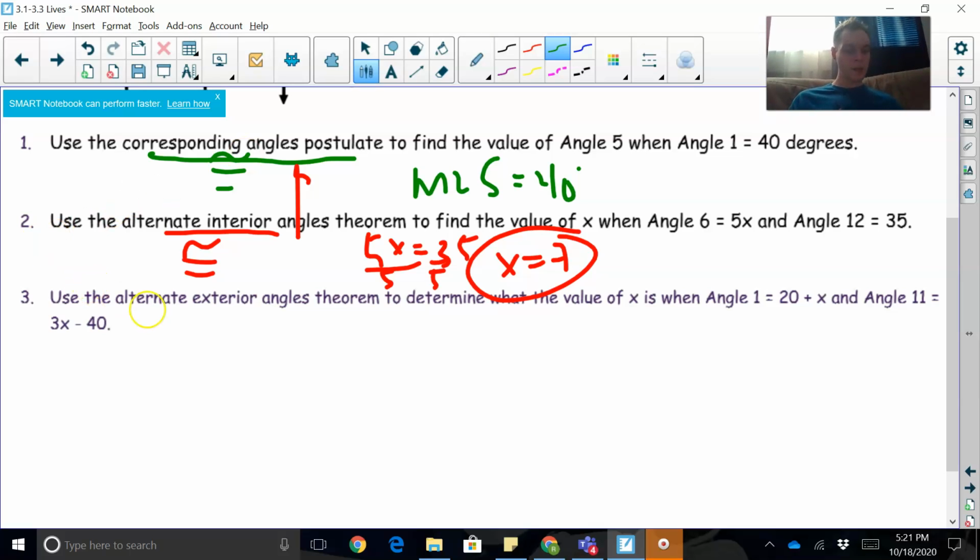And number 3, use the alternate exterior angles theorem. Alternate exterior angles.